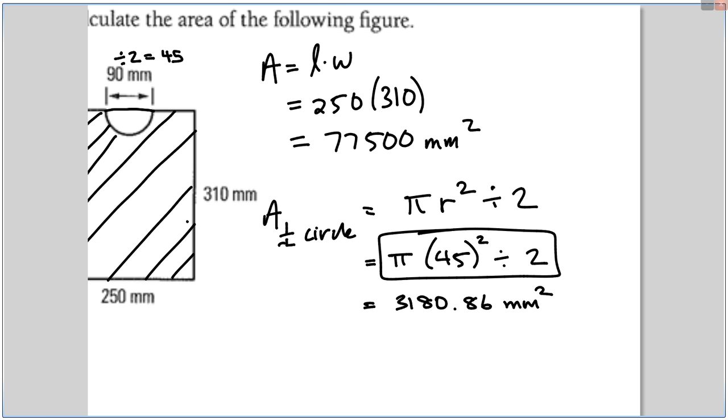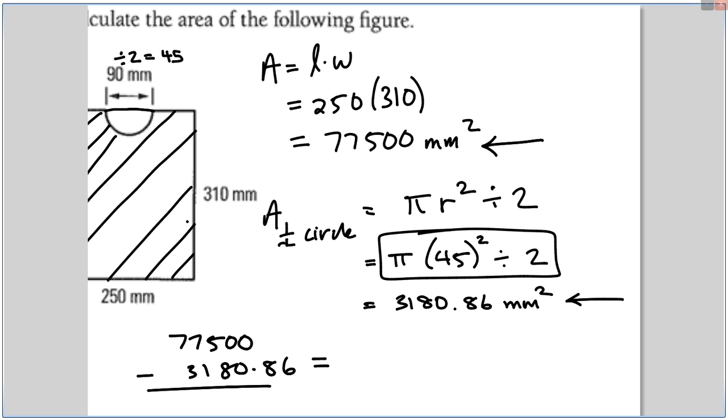Now what do I do with these two areas? This area here and this area here. What do I do with them? Add them or subtract them? Subtract. And which one goes first, a big number or a small number? Big. So 77,500, take away 3,180. What are you going to get? 74,319 millimeters squared.